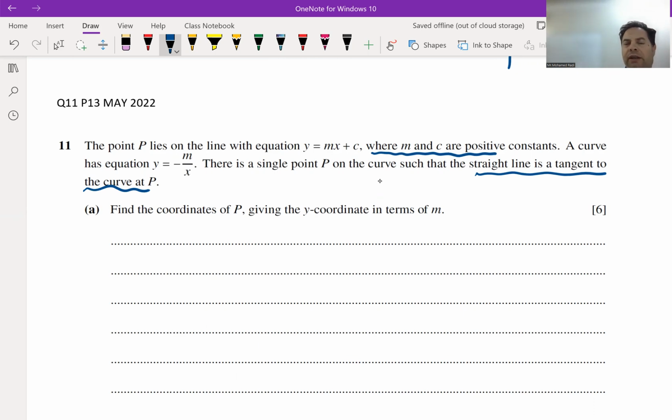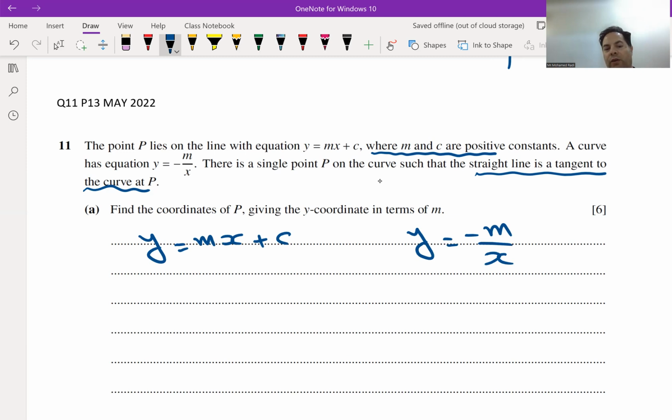In case we have a line and a curve, we have three cases. Maybe the line is a tangent, maybe the line cuts the curve at 2 points or more, or maybe the line does not cut the curve. Because now the line is a tangent, you can solve the equations simultaneously to get the common point in between. So y equals mx plus c, and y equals negative m over x.